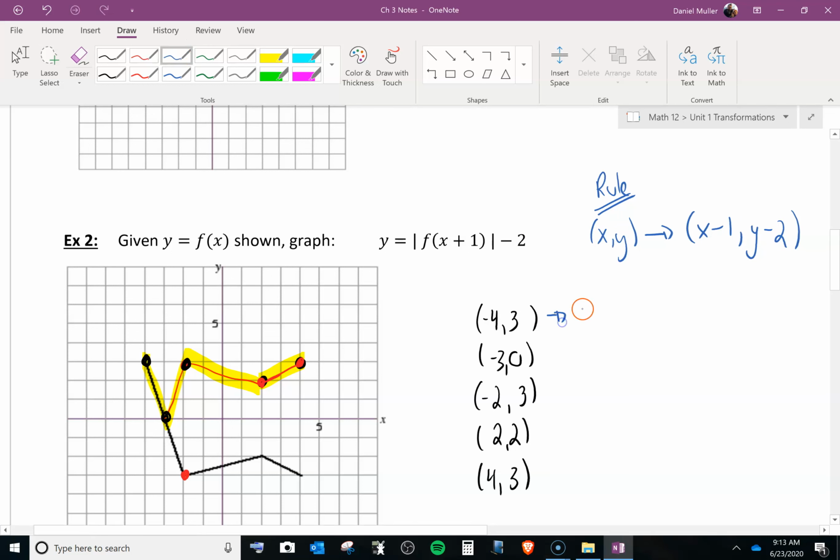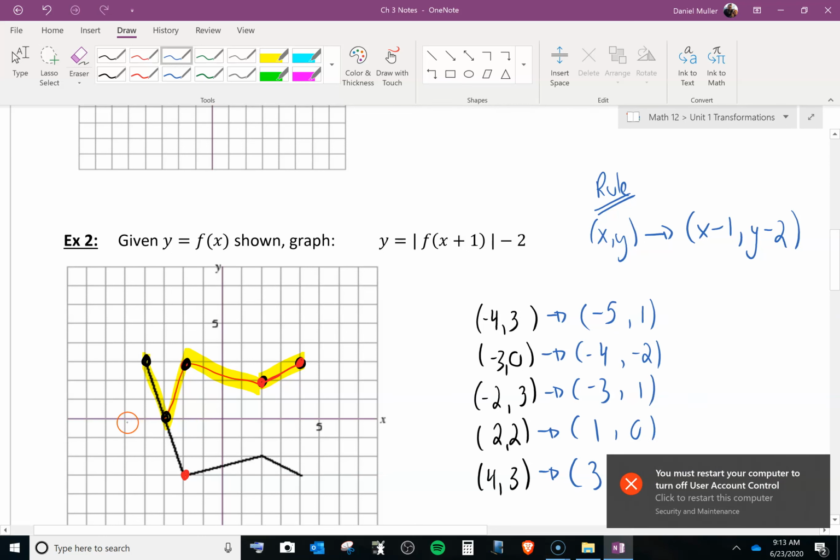So my new points can go here. And all of my x's are going to be dropped by 1. So I just subtracted 1 from all of those. Hopefully they're right. And then I got to subtract 2. So this will be a 1. That'll be a negative 2. 1, 0, 1. And I can actually graph those.